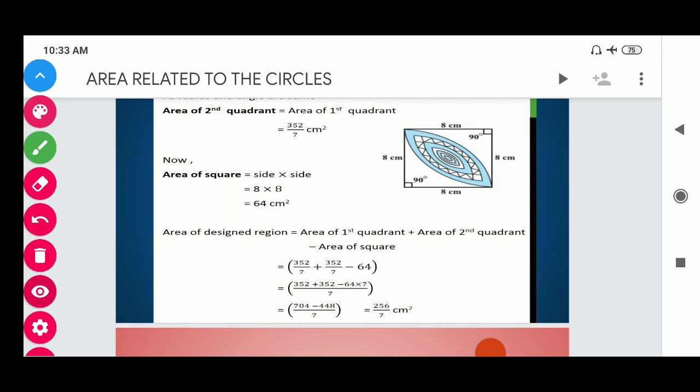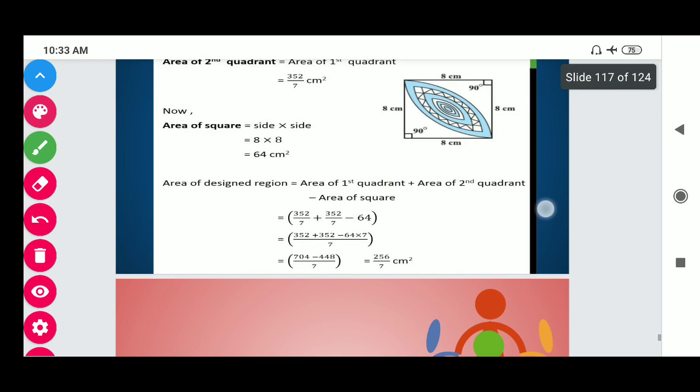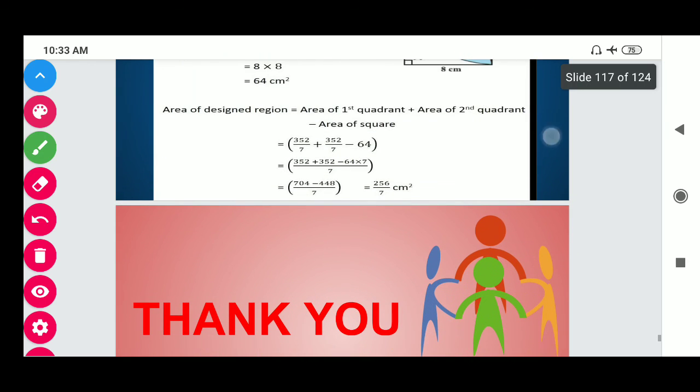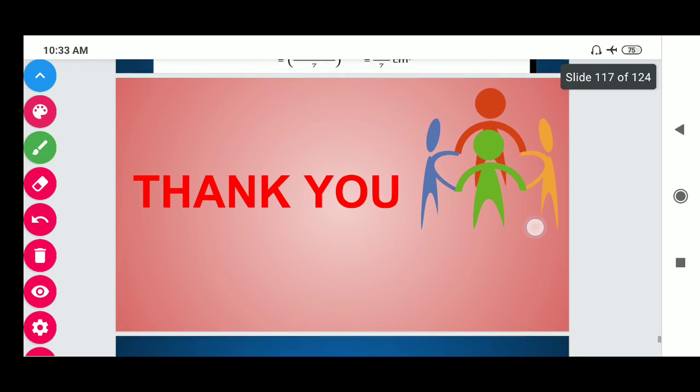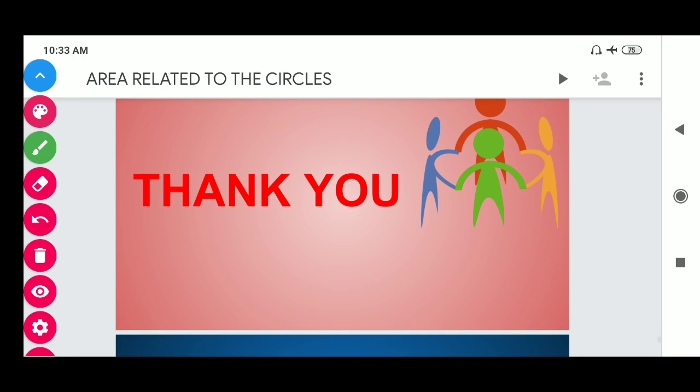So students, in this way today we have completed chapter 12, Area Related to Circles. Hopefully this is a very easy and interesting chapter. Hopefully all of you have understood.